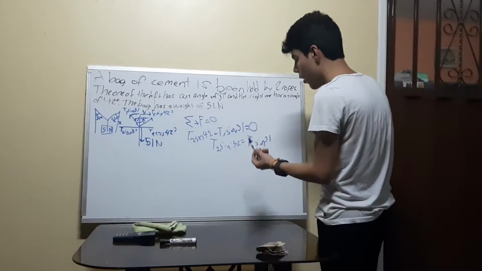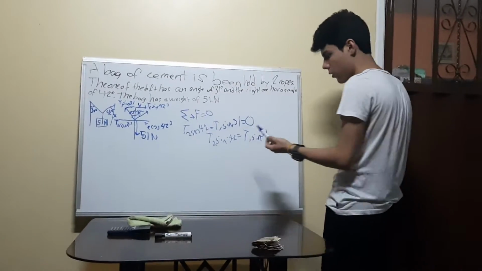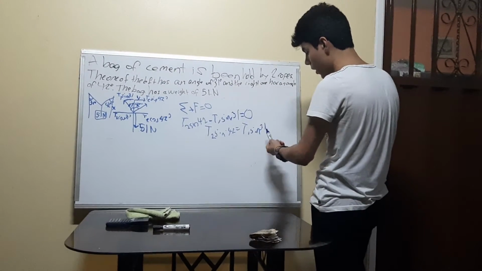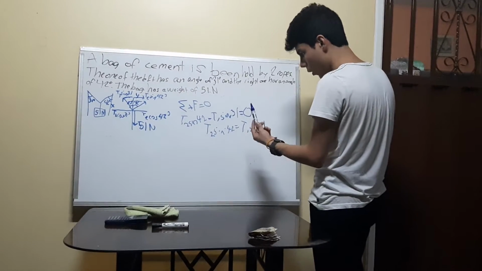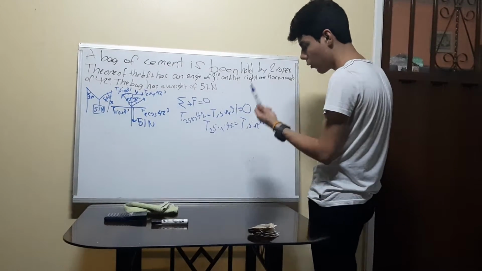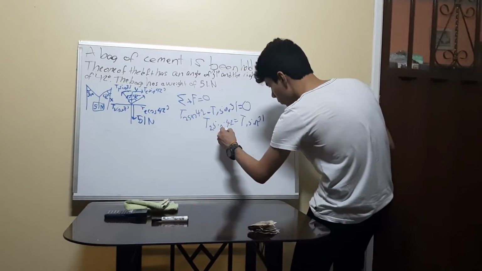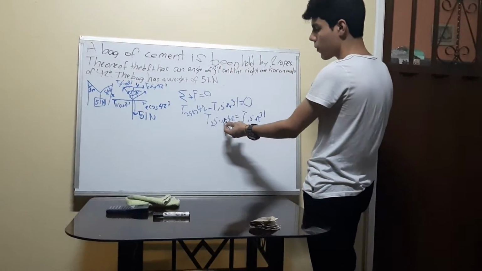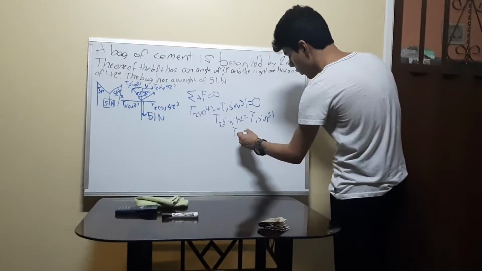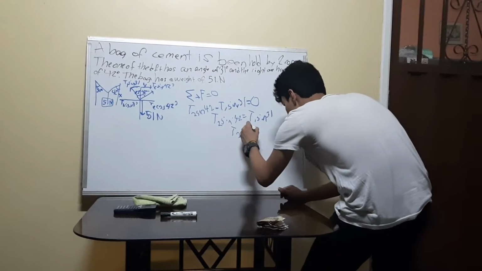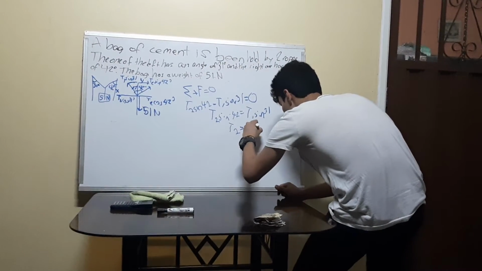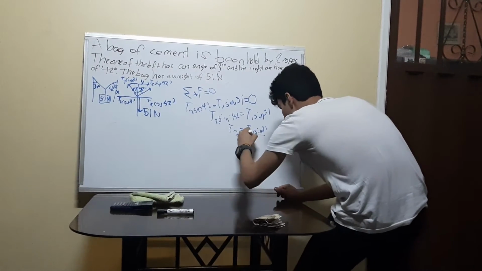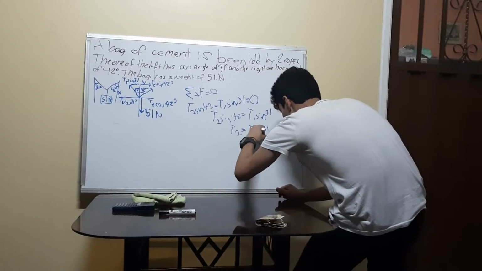Now what we have here is 4 variables. T2 is one variable, sine of 42 is one variable, T1 is one variable, and sine of 31 is one variable. So we're going to leave one alone. We're going to leave T2 alone. As we can see, sine of 42 is multiplying T2, so to the other side it would pass dividing. So T2 equals T1 sine 31 over sine of 42.